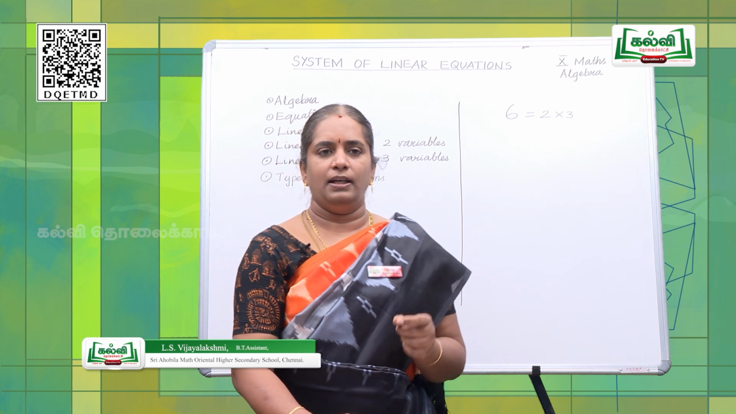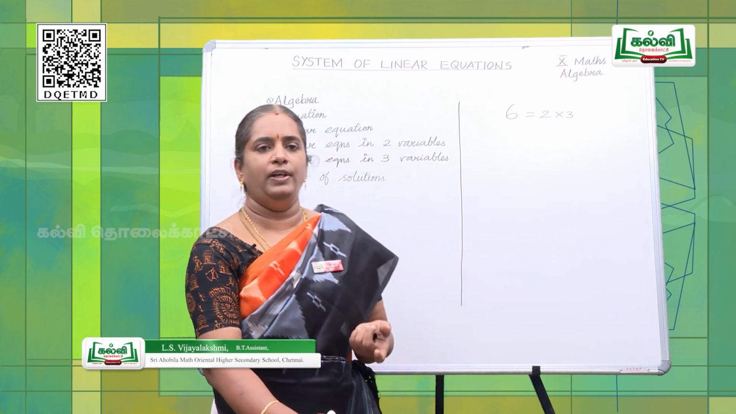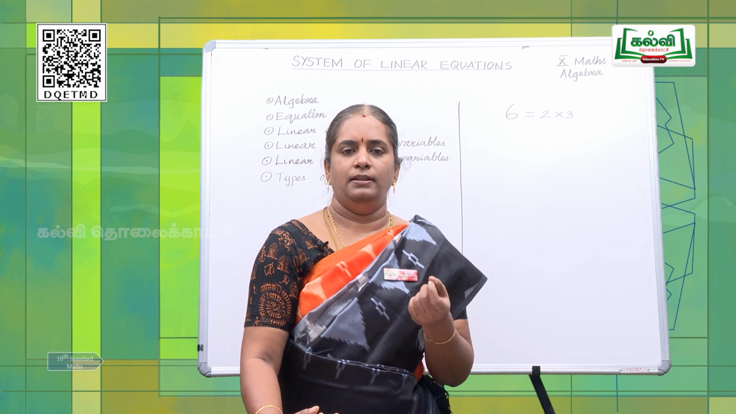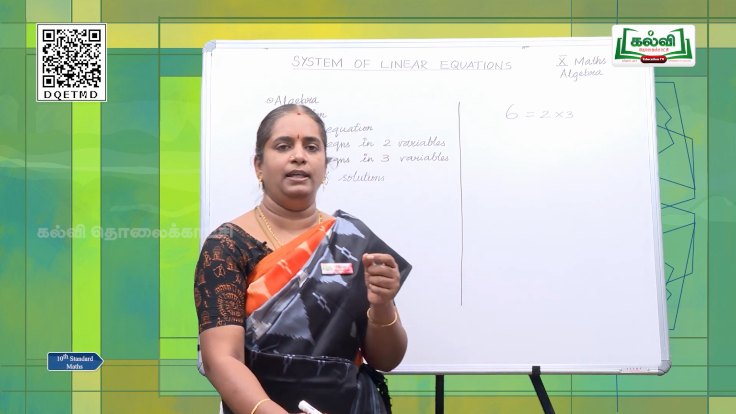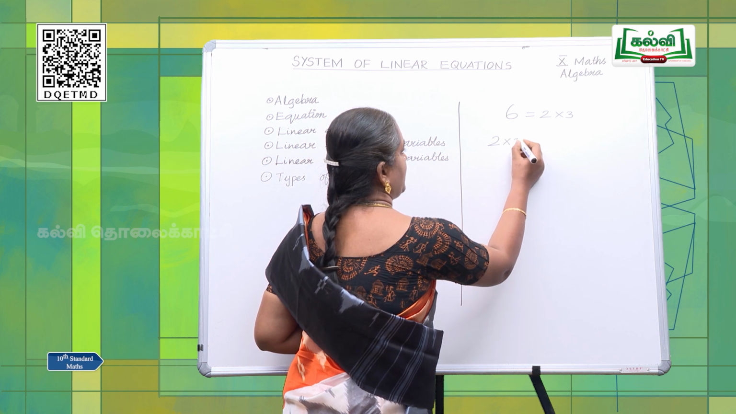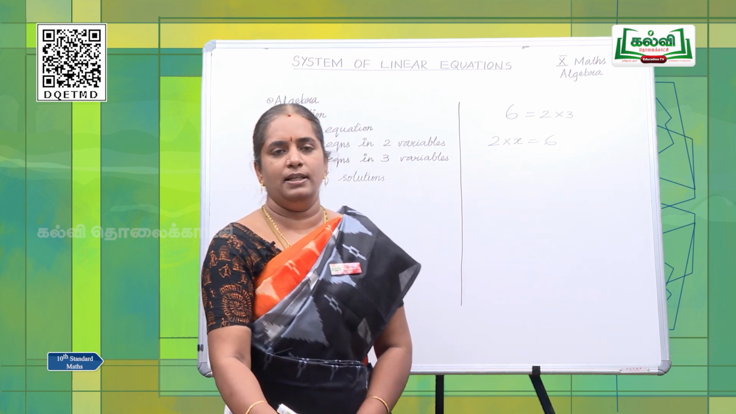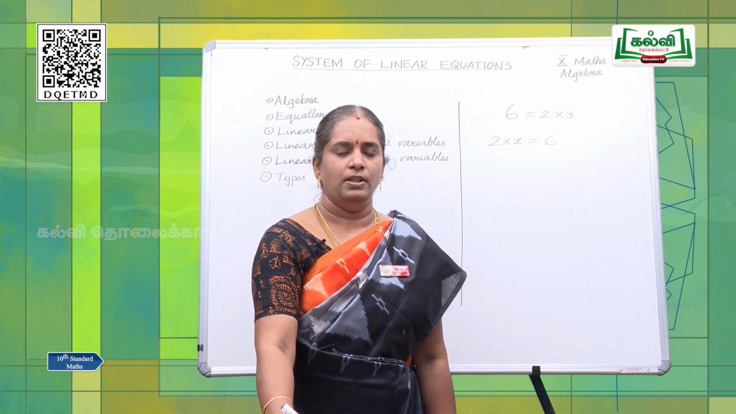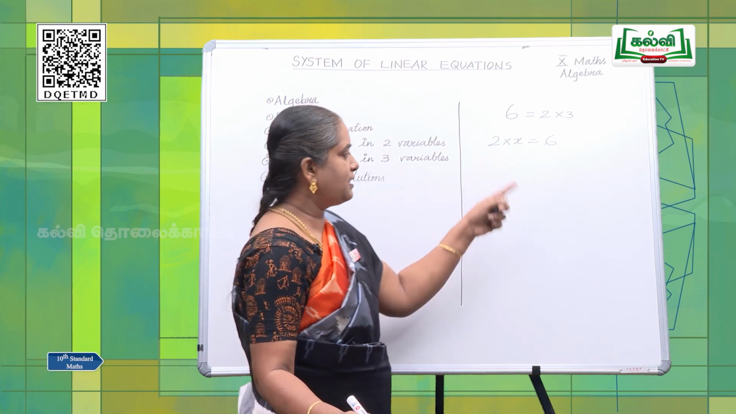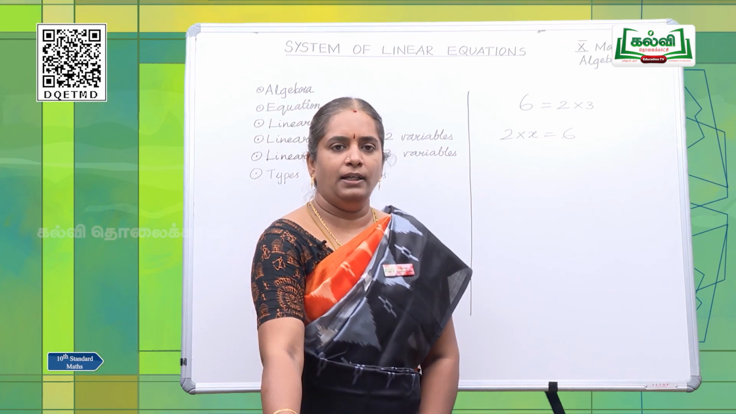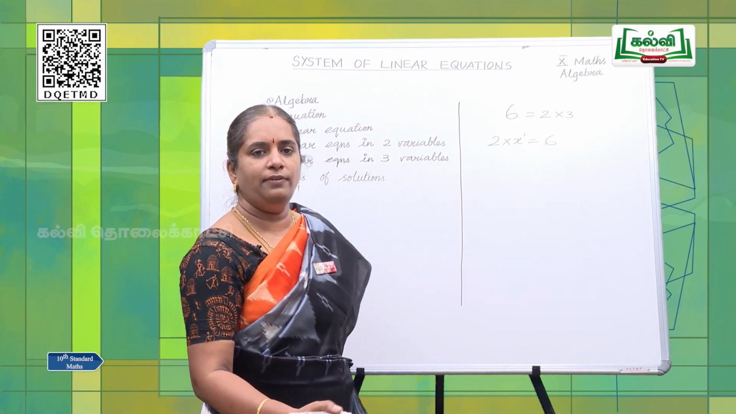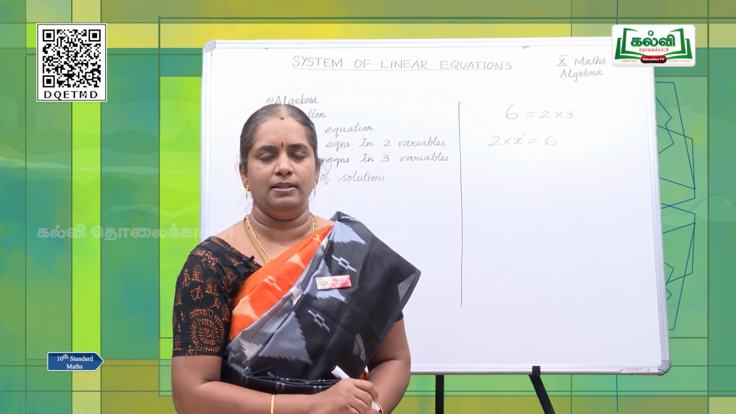If this equation contains an unknown, that is, if we use an unknown or a variable, what do you mean by a variable? The alphabet we use to represent the unknown number is called a variable. So, 2 into x is equal to 6 is an equation which contains a variable. This is otherwise called an algebraic equation. This equation contains one variable, x, and the power of x here is 1. That is, the degree of this equation is 1. If the degree of the equation is 1, then the equation is named a linear equation.